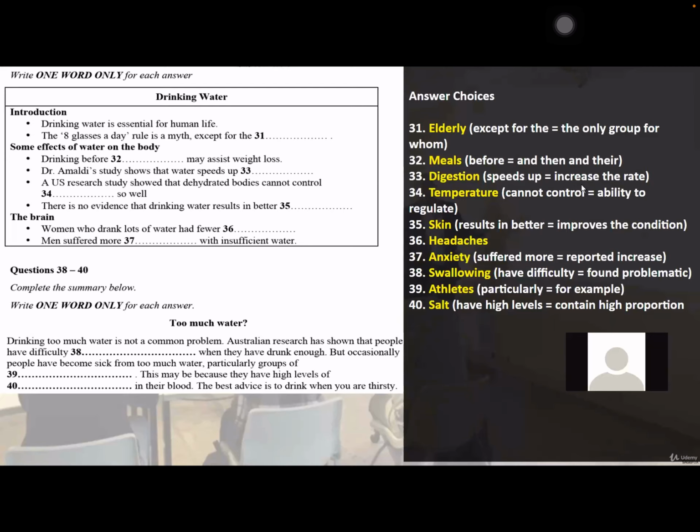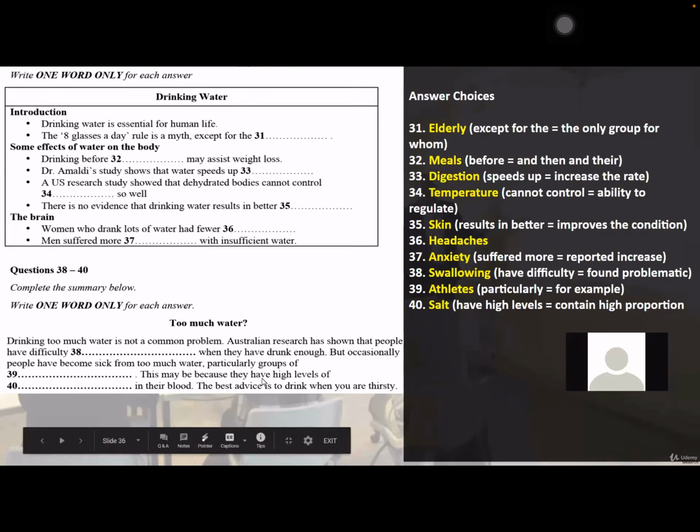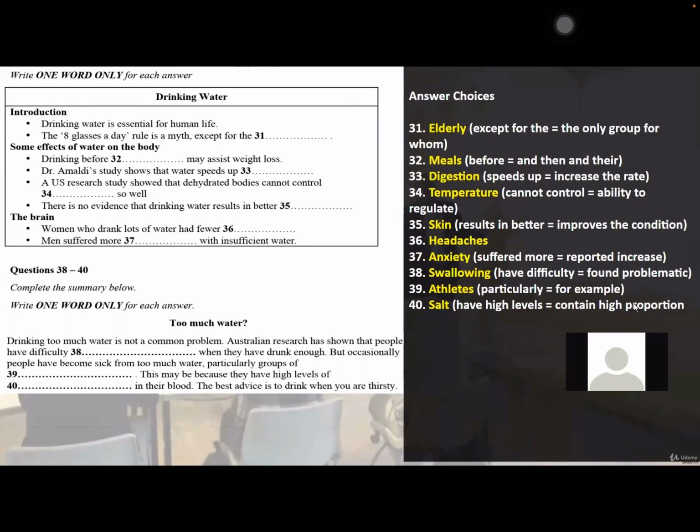Number 35 is skin. Question says results in better. Audio said improves the condition. 36 is headaches. 37 is anxiety. Suffered more is the same as them saying reported the increase. Swallowing, having difficulty, finding problematic. Athletes, particularly, for example. And number 40 is salt. You can see for number 40, right before the blank line, it says have high levels of. So when you heard contain high proportion, right after that, they say the answer choice.